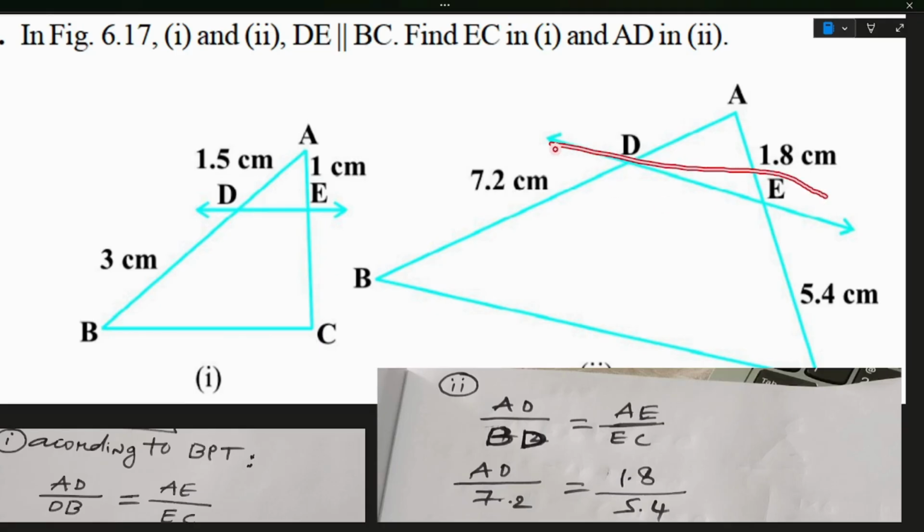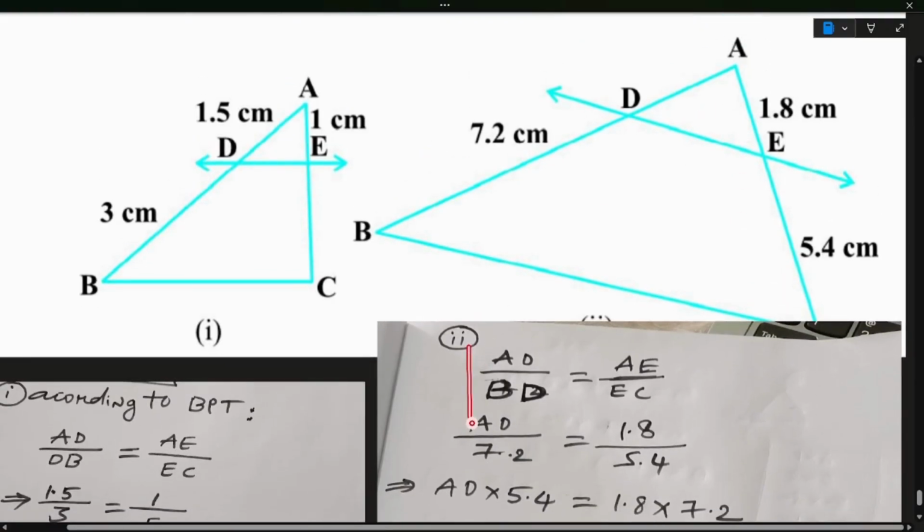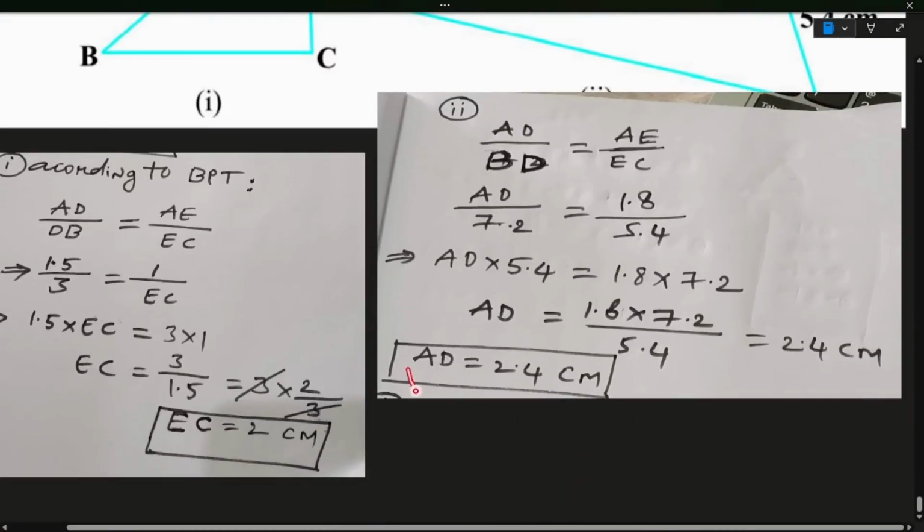Again, I'm explaining: any one line which is parallel to one side of the triangle, cutting the other two sides of the triangle at distinct points, which are D and E. In this situation, the proportion AD by DB equals AE by EC. So AD by BD equals AE by EC. We have to find AD, so I keep AD as it is, by BD, which is 7.2. AE is 1.8 centimeters, and EC is 5.4 centimeters. By solving this, we get AD equal to 2.4 centimeters.